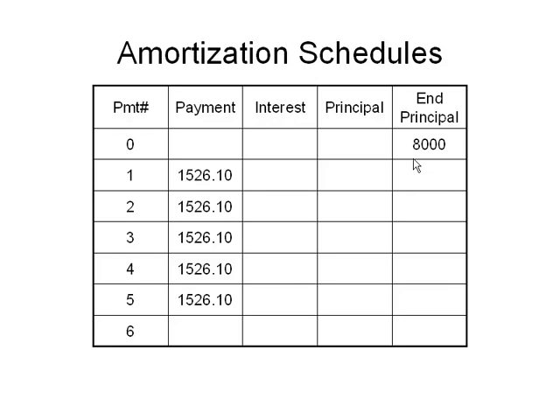And I'm going to say that at the end of payment number 0, at the very beginning of the loan, I owe them $8,000. So I'm going to put that in right away. That's my starting point in my amortization schedule. The next thing I do is work out for that very first payment how much of that is going to be interest, and I'm going to put that number in here.